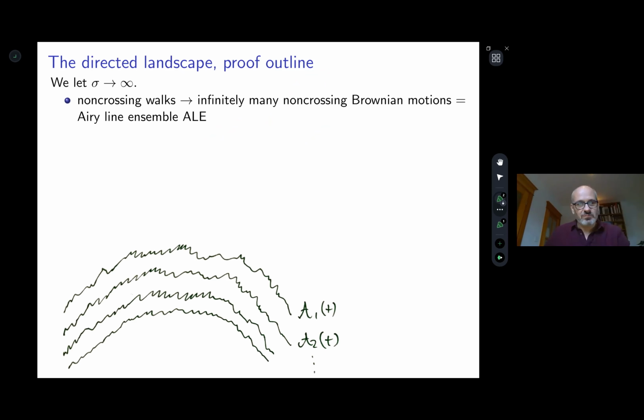And so now, with a little bit of hand waving and some technicalities, you let sigma go to infinity. What's going to happen? First of all, these non-crossing walks that we had, right? They become Brownian motions.